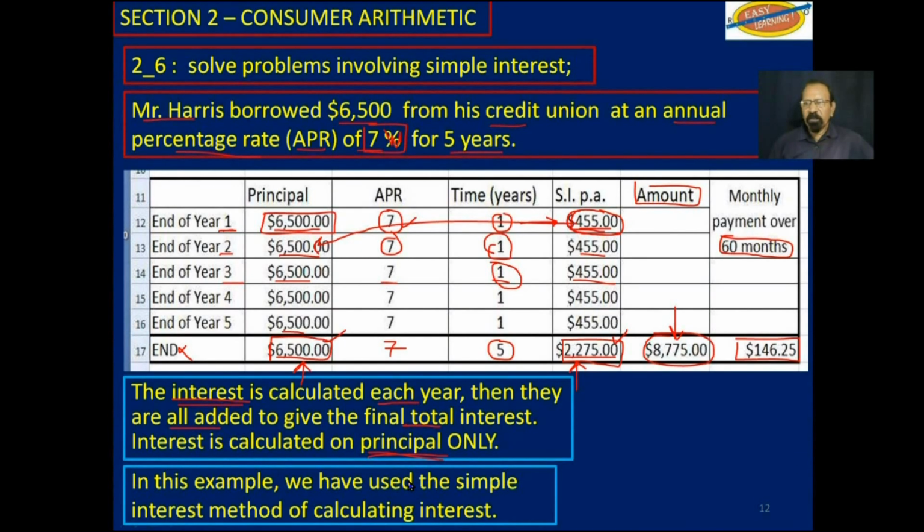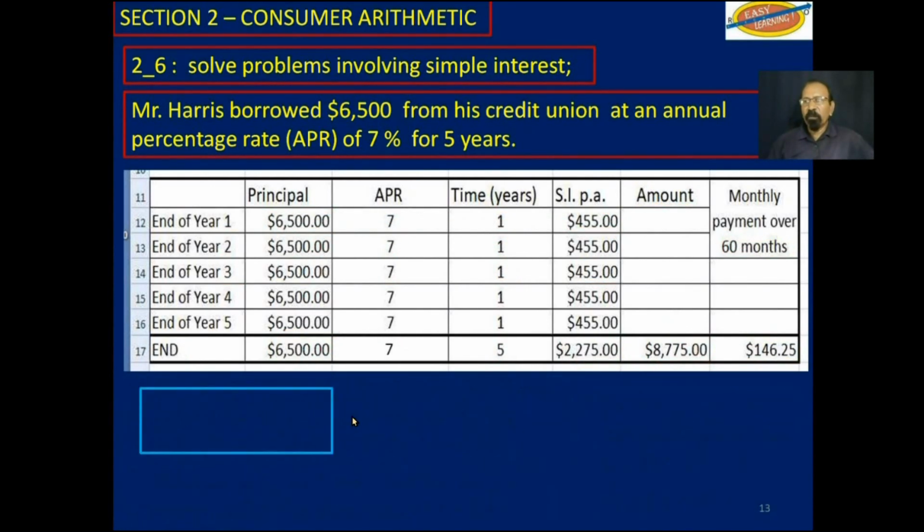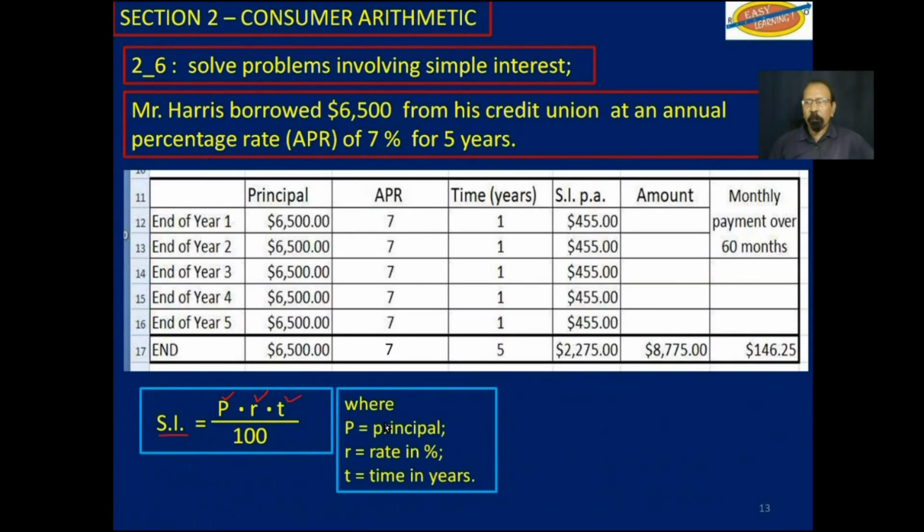In this example, we have used the simple interest method of calculating interest. There is a simple formula that can be used to calculate simple interest. Obviously, for simple interest, the formula should be simple, I would think. So the formula is this. Simple interest is equal to principal multiplied by rate, annual rate, multiplied by time in years, divided by 100. So P is for principal, R is for rate in percentage, T is for time in years.